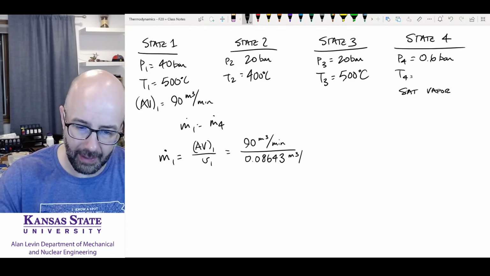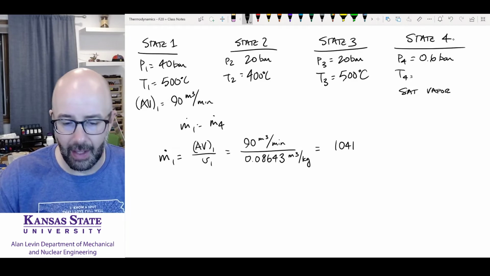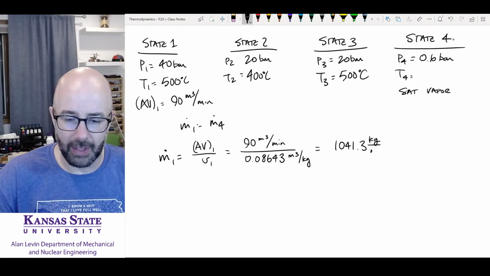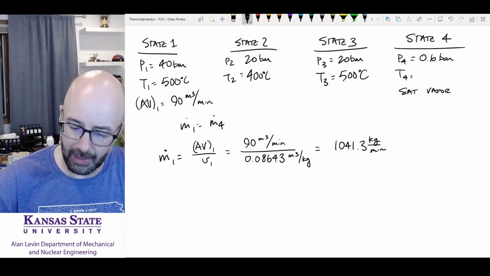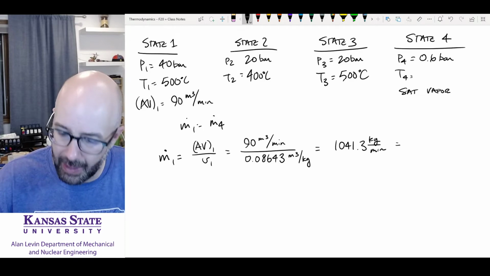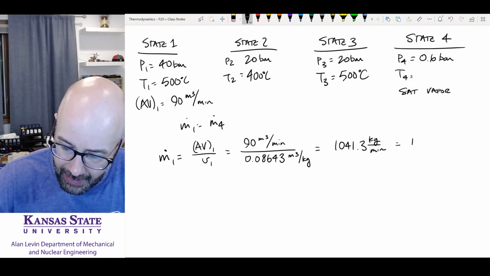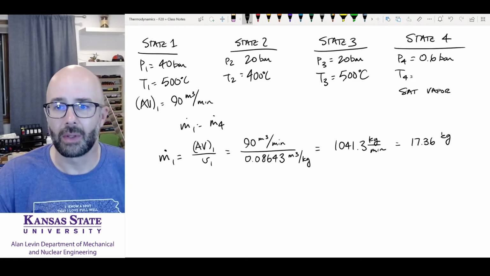And that's going to give me a value of 1,041.3 kilograms per minute. Or we can do kilograms per second, or whatever we need to do for our problem. Okay, so this is actually going to be equal to, let me see what I have here, 17.36 kilograms per second. Okay, that's what it's going to be dealing with.